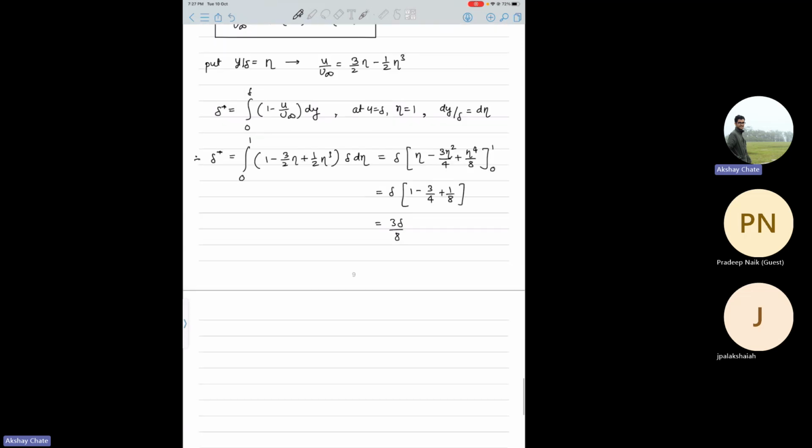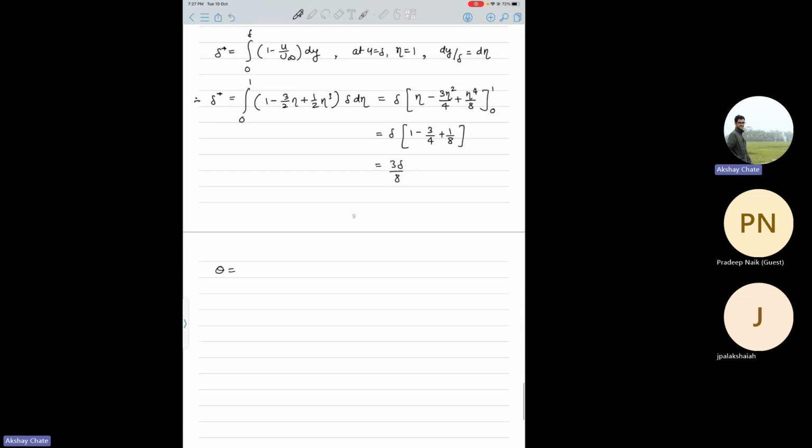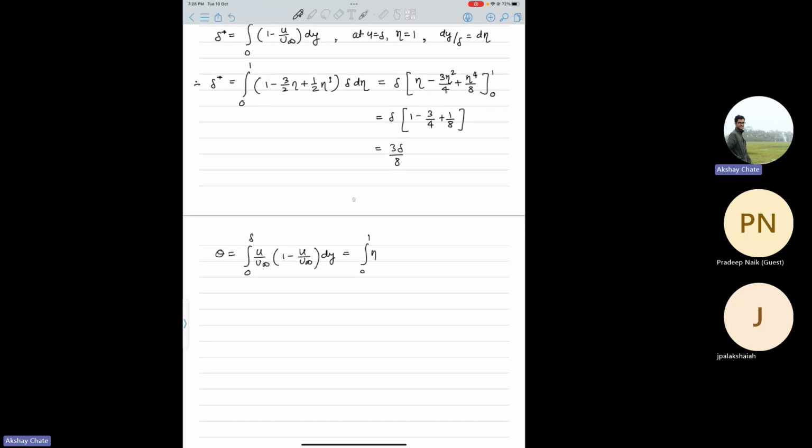Now you do the calculation for the momentum thickness. Again, the formula is like this. And if you change the integration limits as we did earlier, this will become 0 to 1. This will become 3 by 2 eta minus 1 by 2 eta cubed, times 1 minus 3 by 2 eta plus eta cubed by 2, into delta d eta. Should I do the calculation, because it will take time?